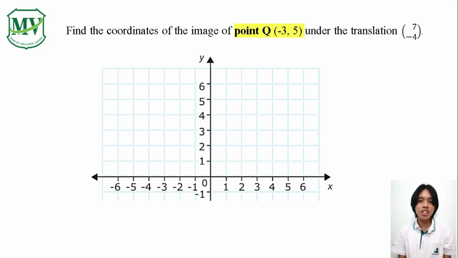Alright, let's check the answer by using the coordinates plane. To check the answer, let's start by plotting point Q in the coordinates plane. Then move it according to the given vector, that is 7 units to the right and 4 units downwards, to arrive at the coordinates 4, 1. This proves that our answer in number 5 is correct.